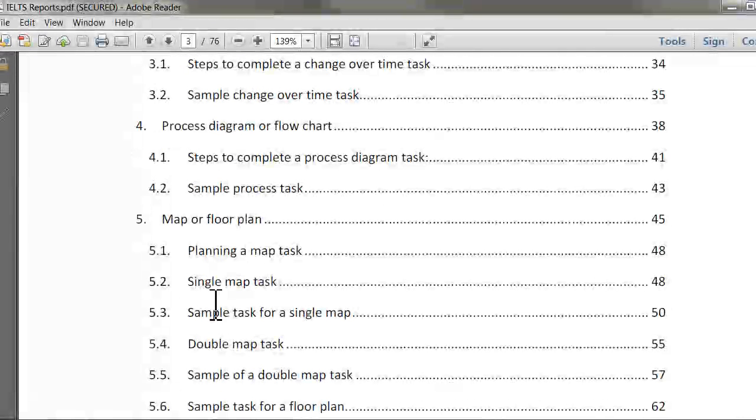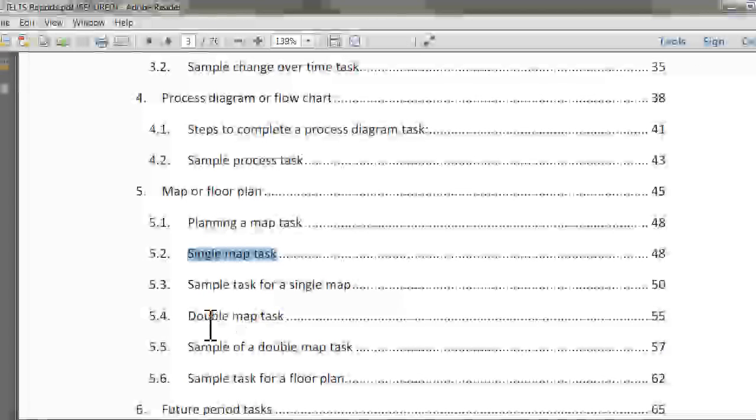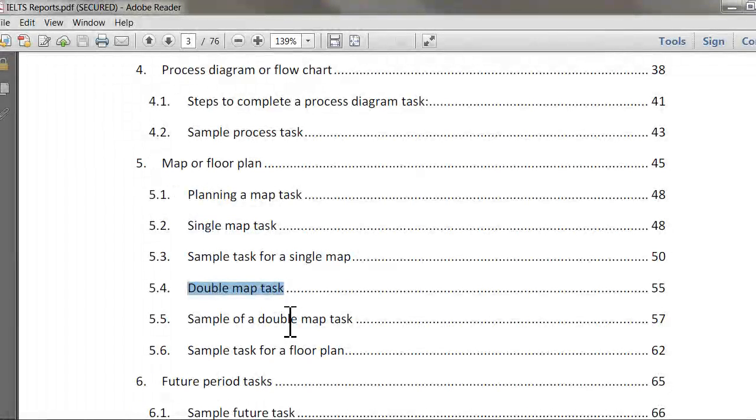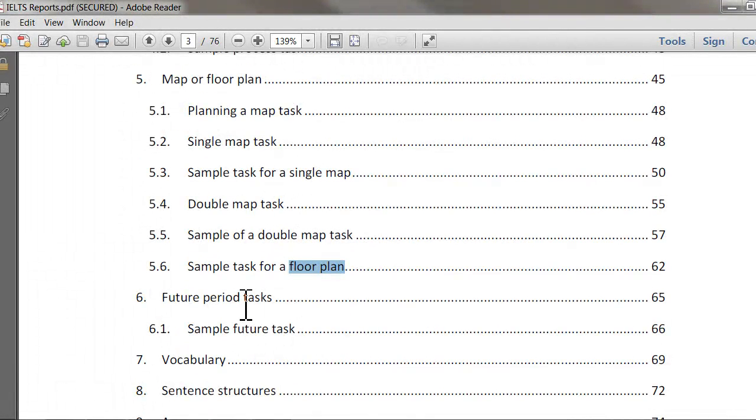Under these, we've got single maps or single floor plans. And then we've got double maps, double floor plans, maybe comparing a town from one time period to another, or a floor plan of a building from one time period to another. Okay, I've actually put future period tasks in a separate section because this needs to be dealt with in a slightly different way. So you can see we've got about 6 different types of tasks, and then even within these we've got different types.